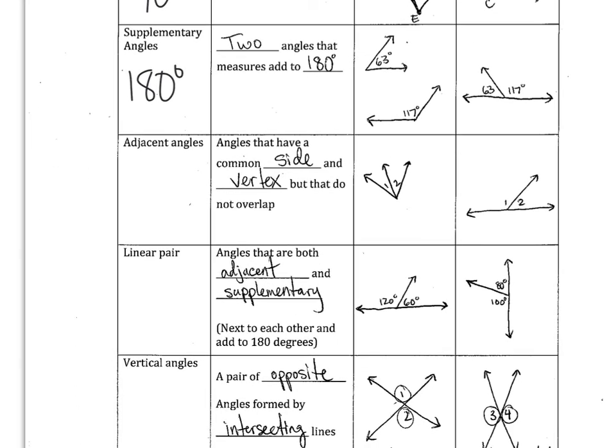Linear pair, angles that are both adjacent and supplementary. So again, supplementary is 180 degrees. So that means that they're next to each other, and then together when you add them up, they're 180 degrees. So there's one example. Here's another example. These two angles are adjacent, and when you add them up, they're 180 degrees and they form a straight line.